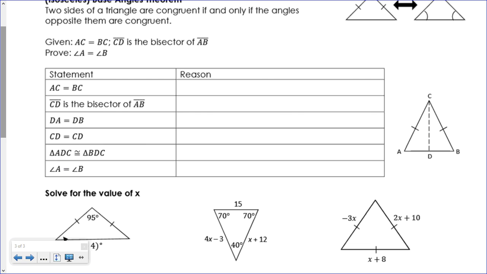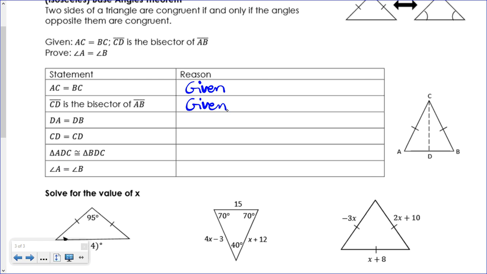So for this proof, I have this entire side filled out, and we're just going to figure out what the reasons are. Provided is that AC is equal to BC, hence the isosceles. So it's isosceles, so those are congruent. And then CD is the bisector of AB. So I added this in here to guide us through the proof. So what is the justification for this? Given. The first two were given to me.